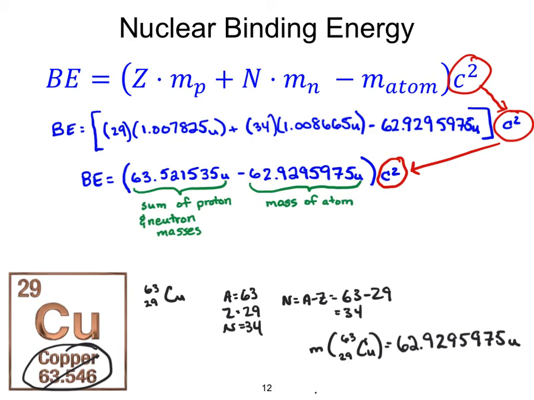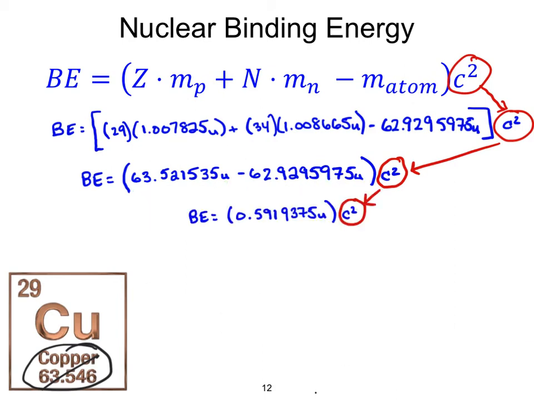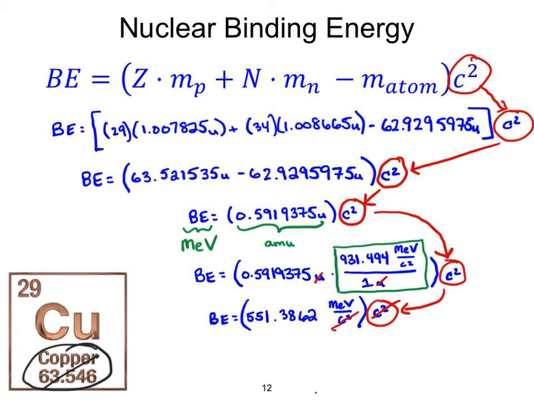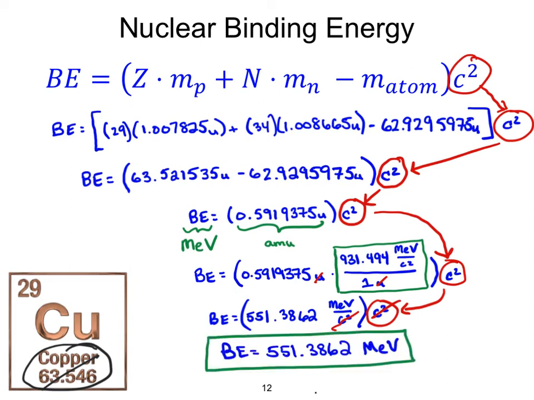Now here's the trick to get rid of the c squared. We want to find the binding energy in our nuclear units of energy, MeV. So now we convert from atomic mass units to MeV over c squared. We end up with 551.3862 MeV over c squared, and then that whole quantity is multiplied times c squared. So all the c's cancel as promised, and we end up with a binding energy of just 551.3862 MeV.